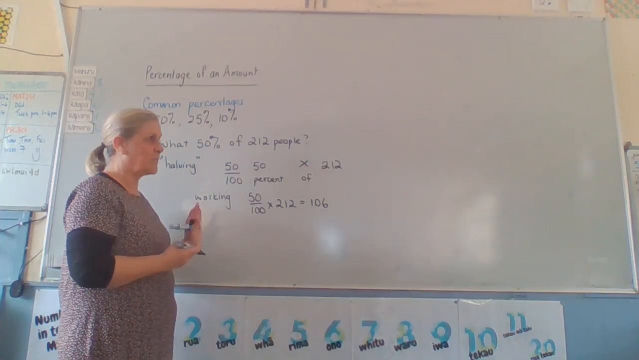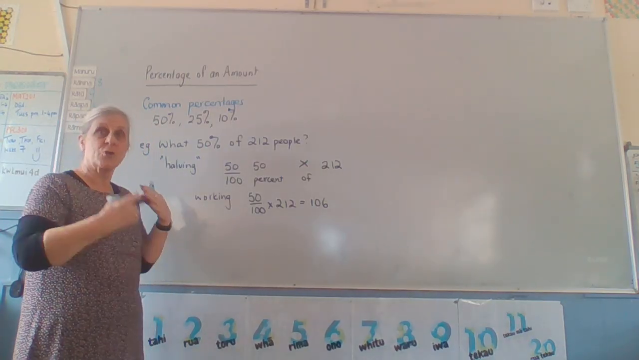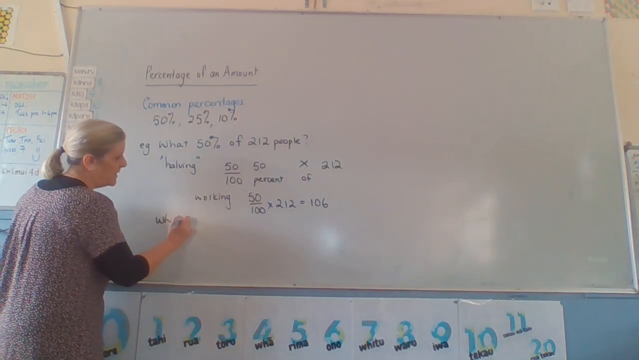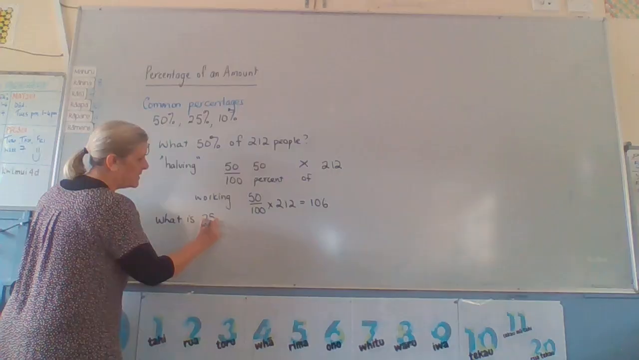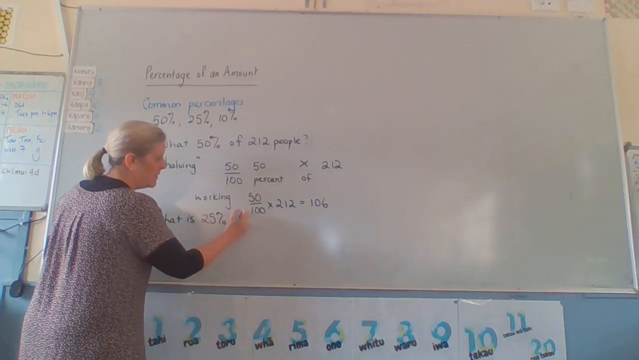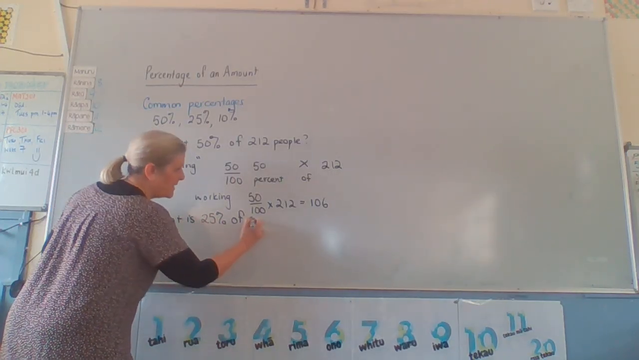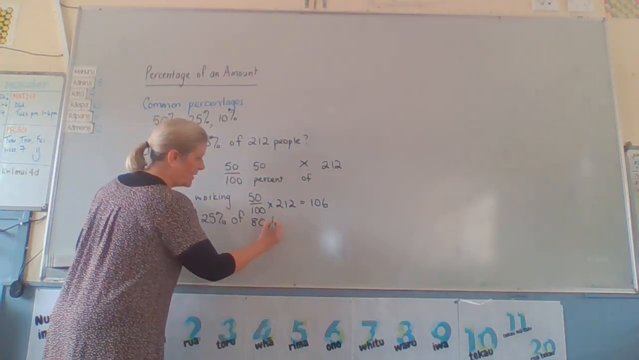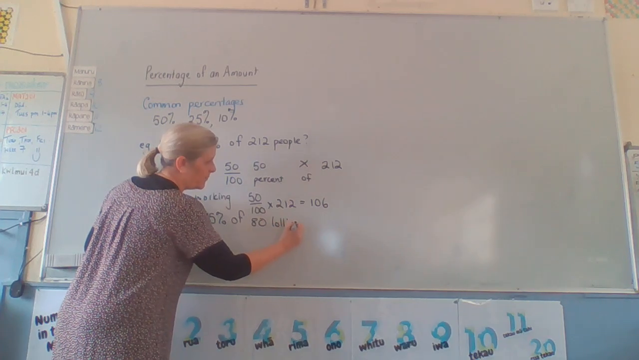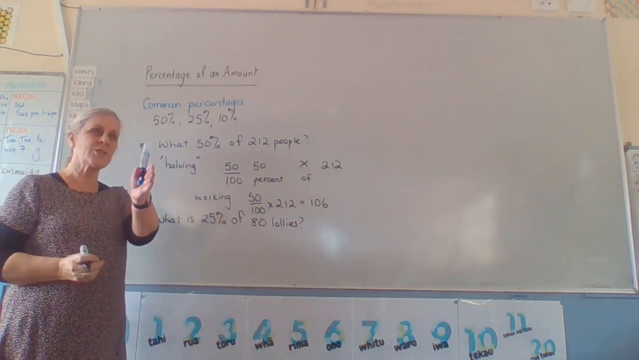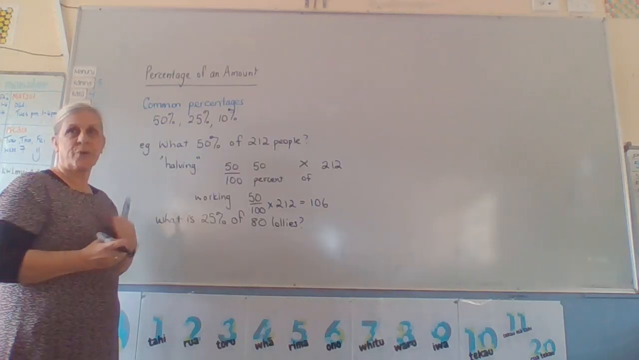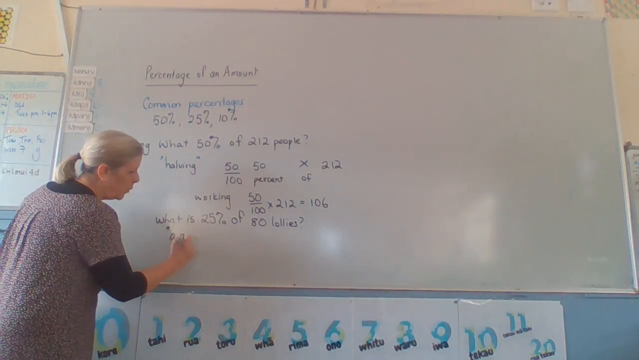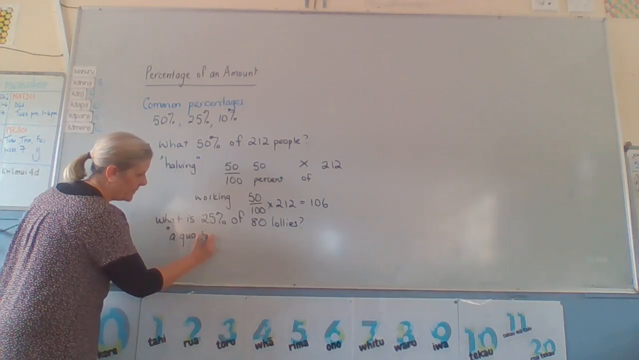We know to halve. So what are we doing if we have 25%? What is 25% of 80 lollies? All right, 25%? We're quartering it. It's a quarter.